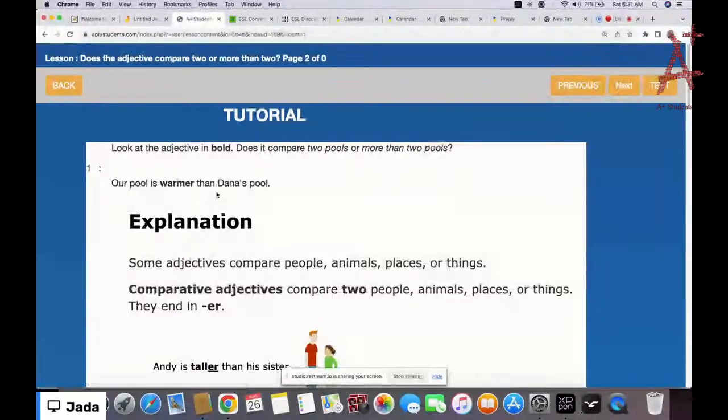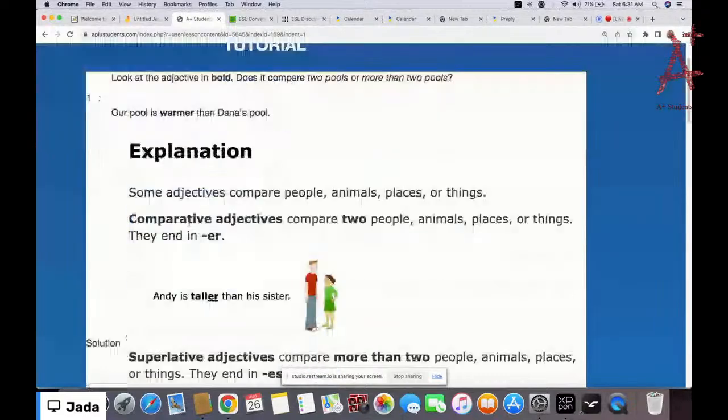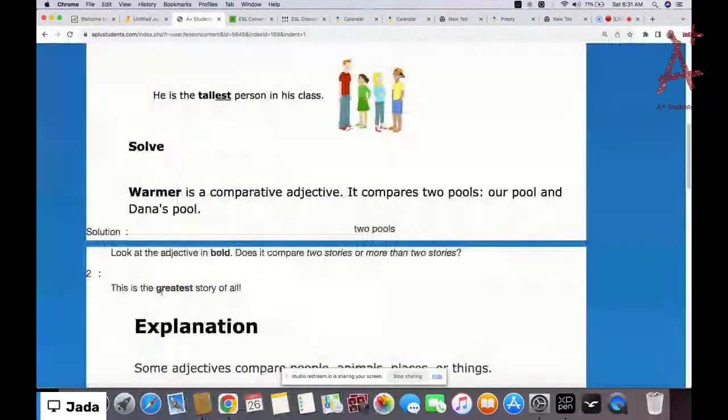Our pool is warmer than Dana's pool. Because we have -er, we are comparing two things, so our pool is warmer than Dana's pool. That is comparative. This is the greatest story of all is superlative.